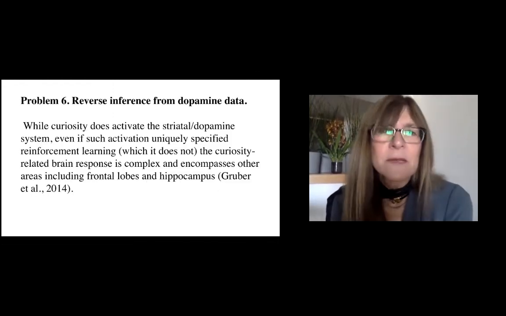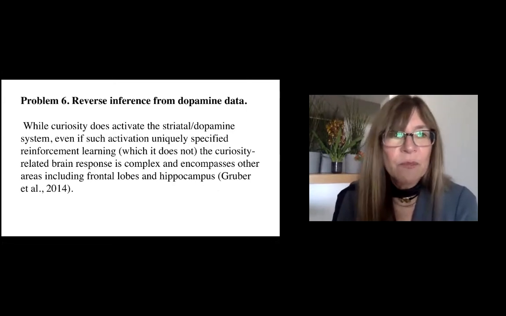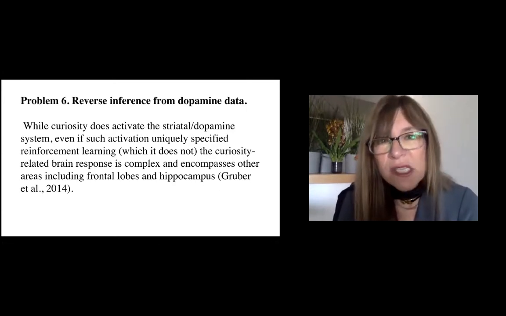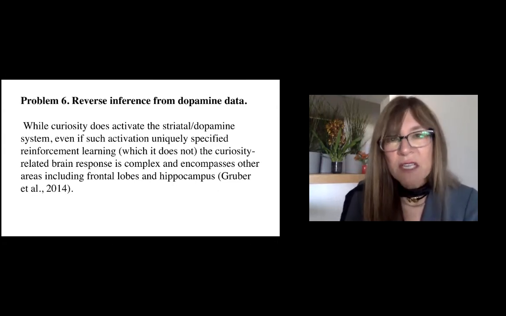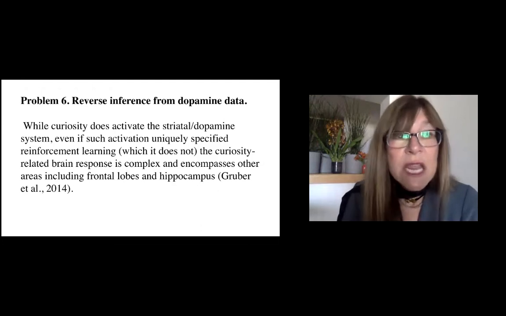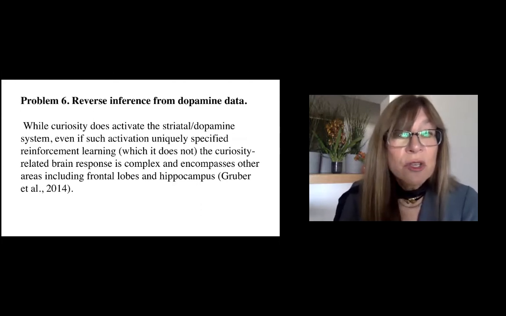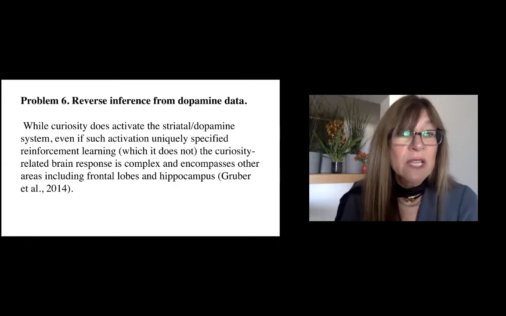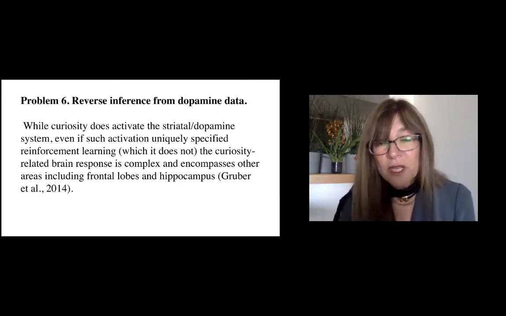Problem six, it's reverse inference from the dopamine data. While curiosity does activate the striatal dopamine system, even if that activation were unique in specifying reinforcement learning, which it isn't, the curiosity brain response also implicates frontal lobes and hippocampus. So it's not the only thing.